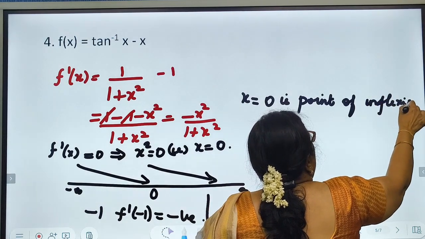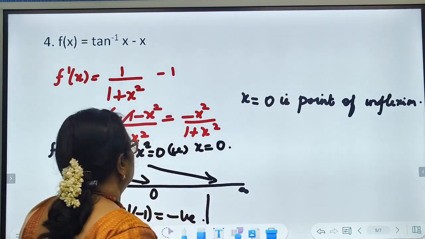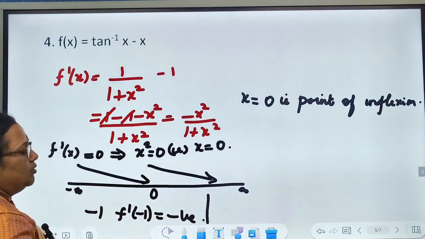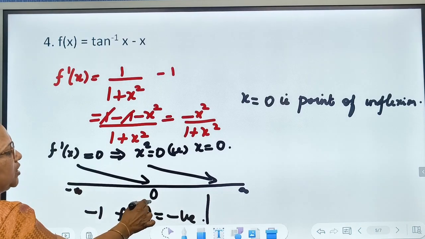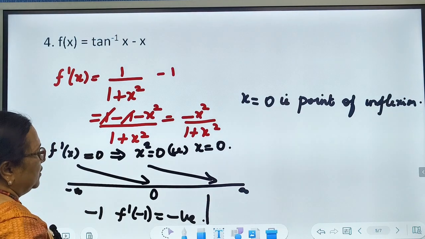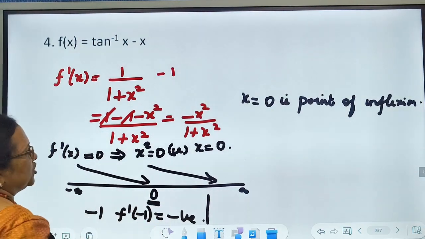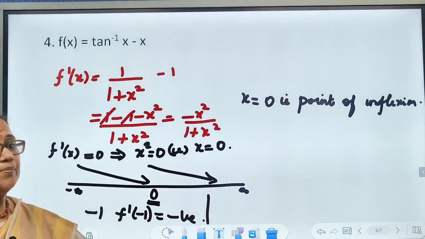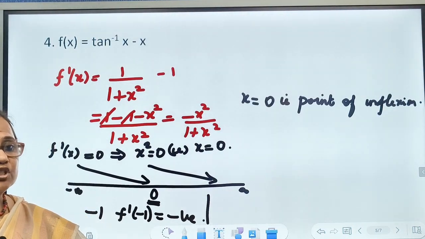So there will be a tiny bend in the curve at x equal to 0, and it will have a horizontal tangent, but there will be a bend in the curve. Such a point is called a point of inflection. In the earlier video, I had also explained this with the help of GeoGebra.